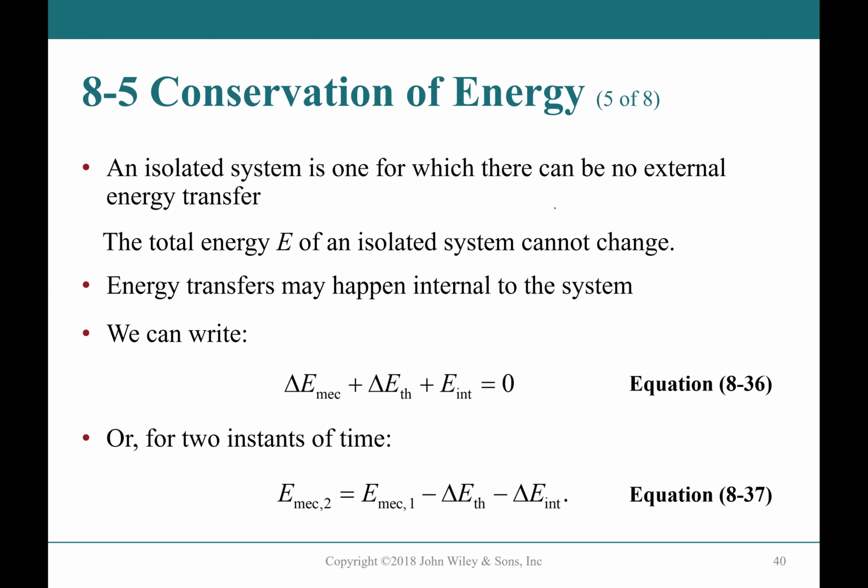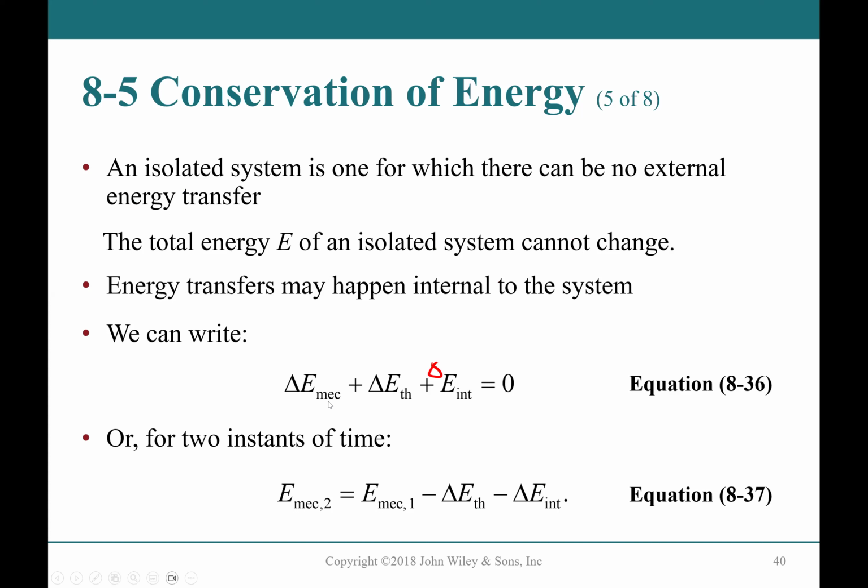And here, an isolated system is one for which there can be no external energy transfer. No external energy transfer, then the total energy cannot change. So you are going to have this equation: mechanical change plus thermal change plus internal energy change. Oh, this should be a delta here. Will be equal to 0.